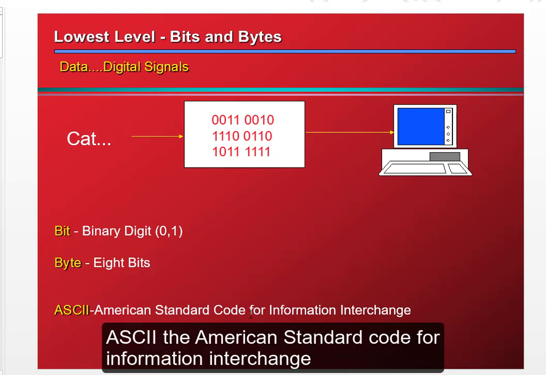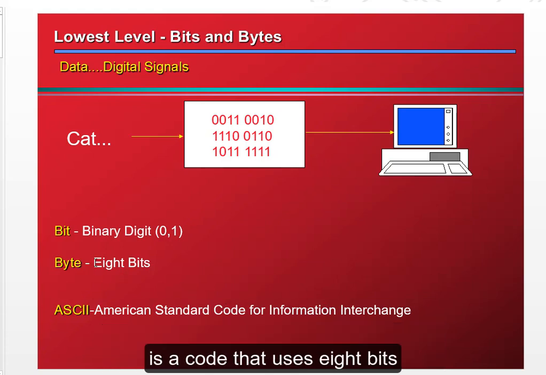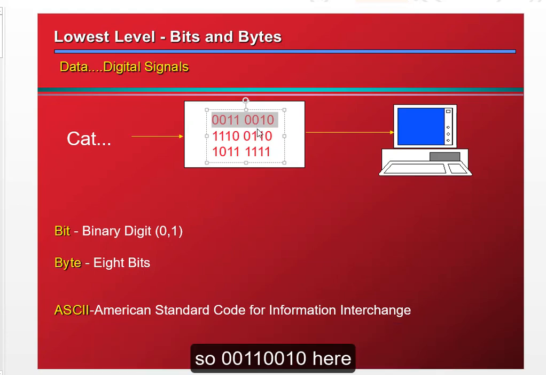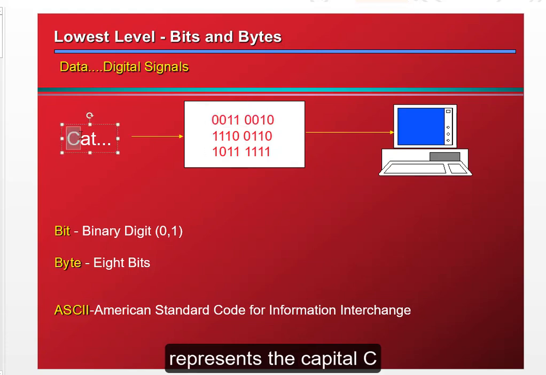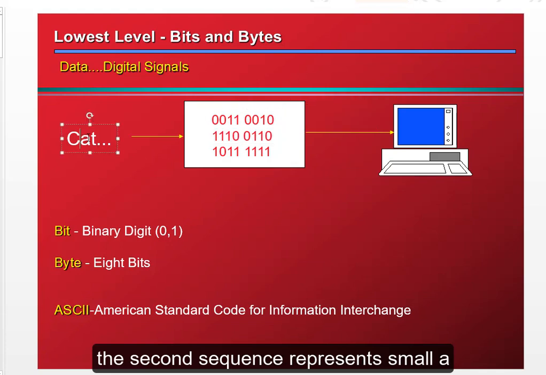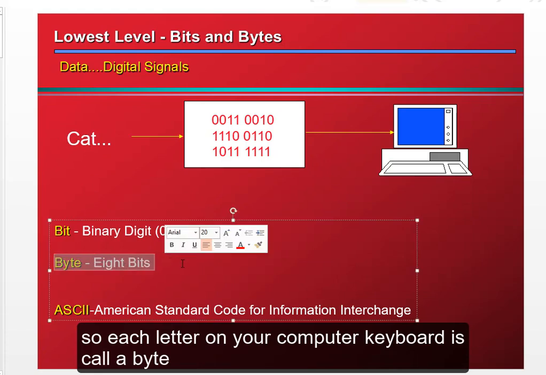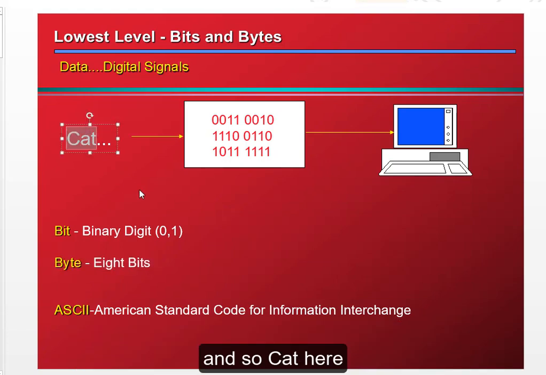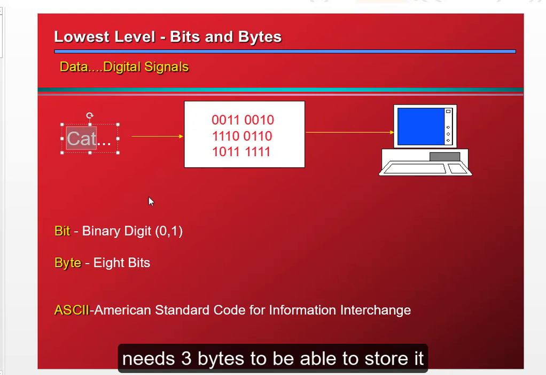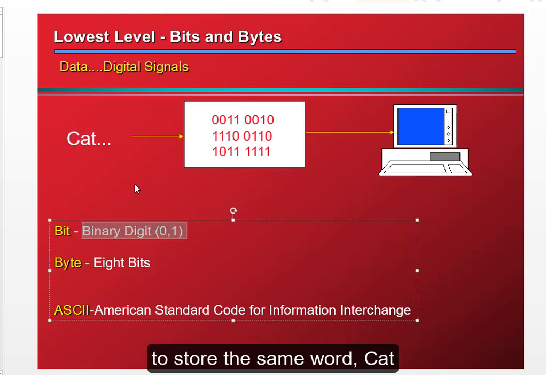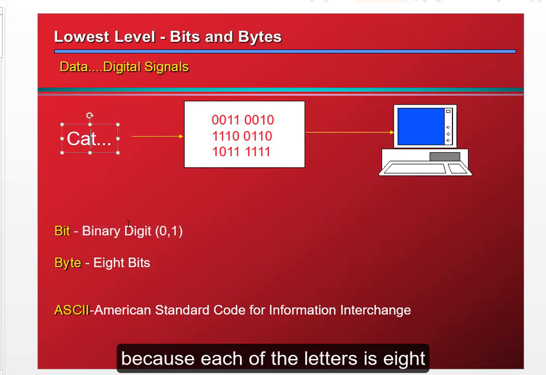ASCII, the American Standard Code for Information Interchange, is a code that uses 8 bits, 8 ones and zeros, to represent every character on your computer keyboard. So 00110010 here represents the capital C. The second sequence represents small a, and this third sequence represents small t. So each letter on your computer keyboard is called a byte. And so cat here needs 3 bytes to be able to store it. It needs 24 bits to store the same word, cat, because each of the letters is 8 bits.